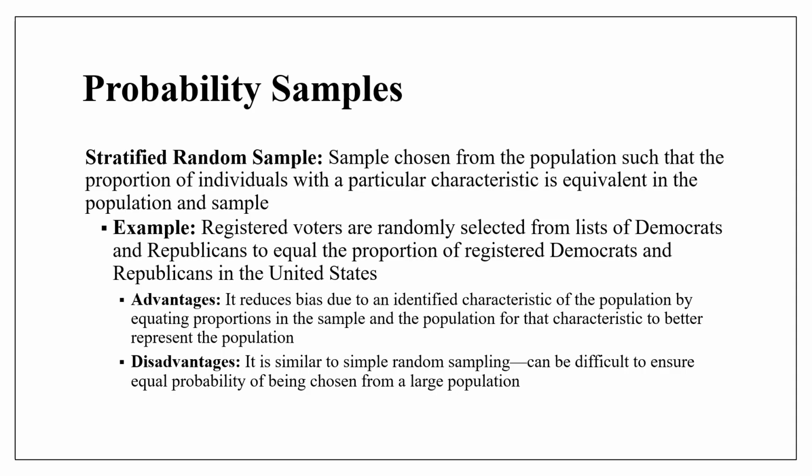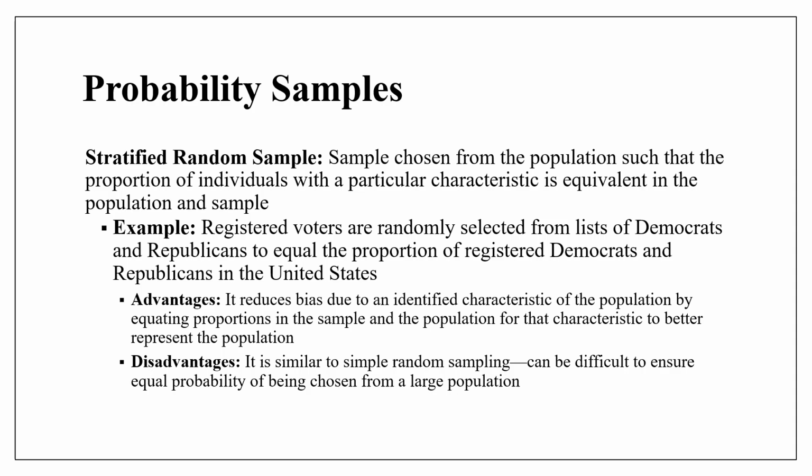So for instance here, the example says, registered voters are randomly selected from lists of Democrats and Republicans to equal the proportion of registered Democrats and Republicans in the United States. So again, if they are 60% Republicans in the nation and 40% Democrats in the nation, our sample should replicate those characteristics and have 60% of people in the sample be Republicans and 40% of people in our sample be Democrats.